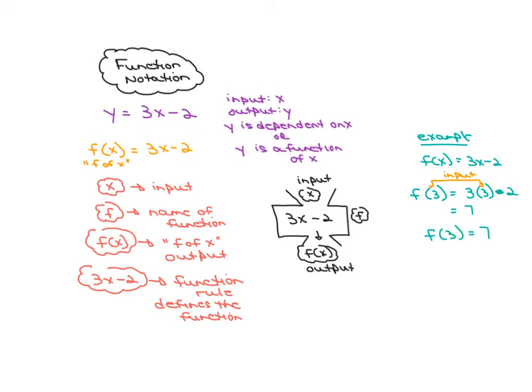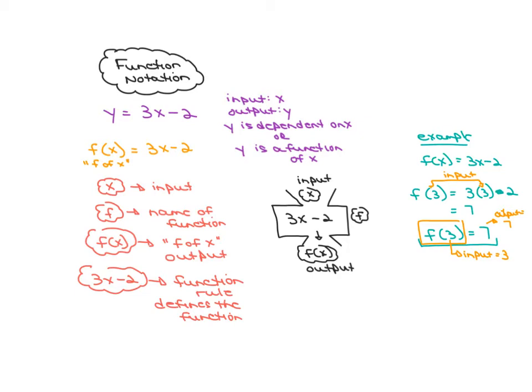This is such an important notation because it tells us, first of all, the input is 3. The output is 7. And this piece is saying when we input 3, the output is 7.